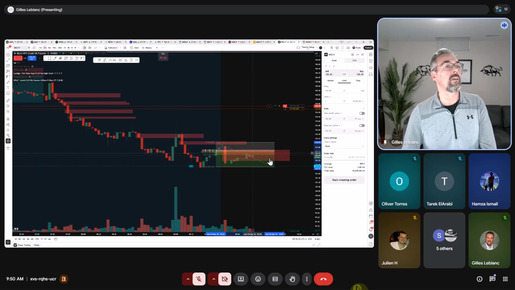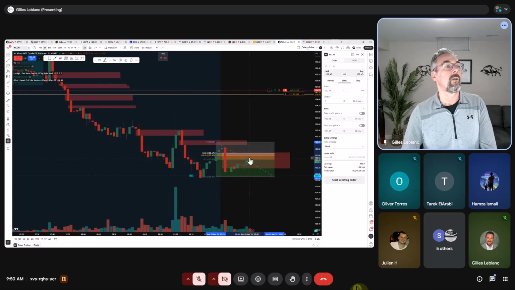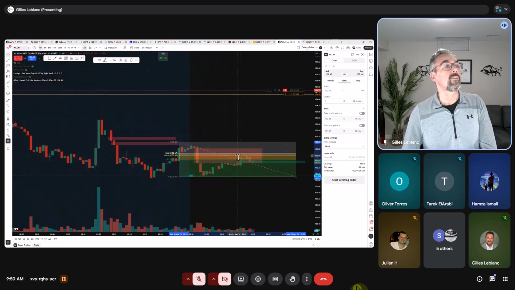I want to see what it will do over here. What I really want to see is a very bearish candle that rejects this area, and I haven't seen it yet. On the 1 minute, haven't seen it.